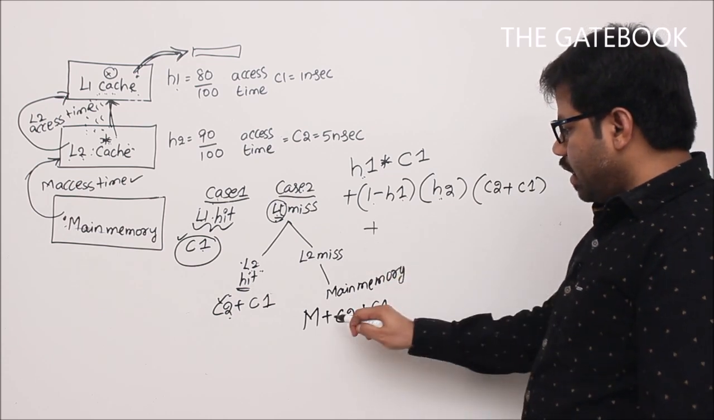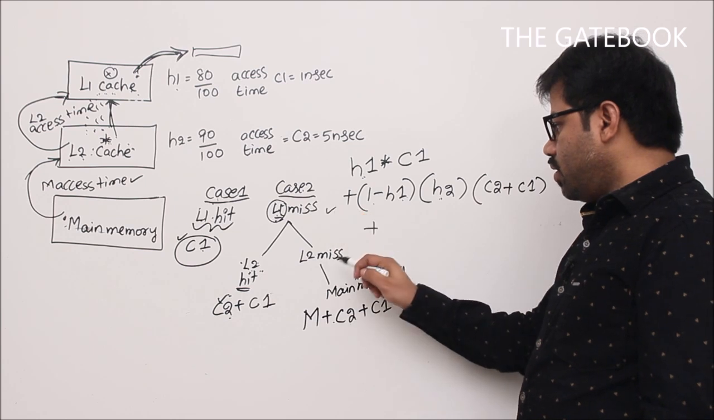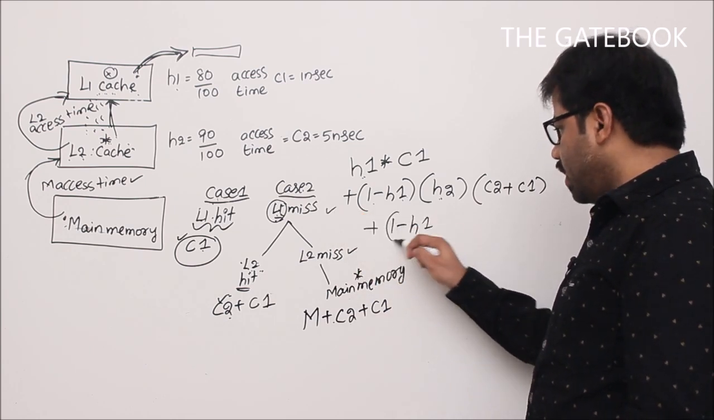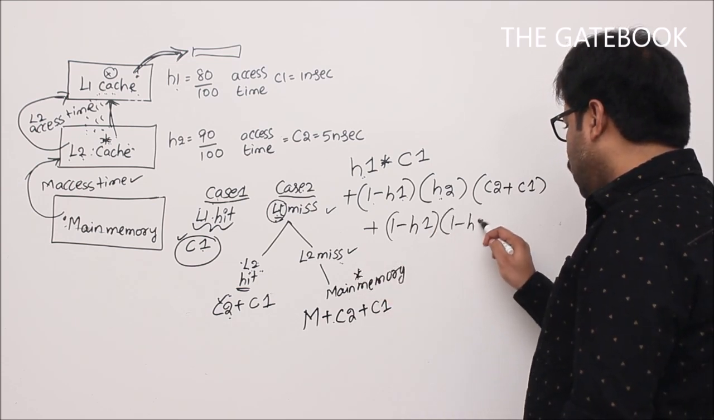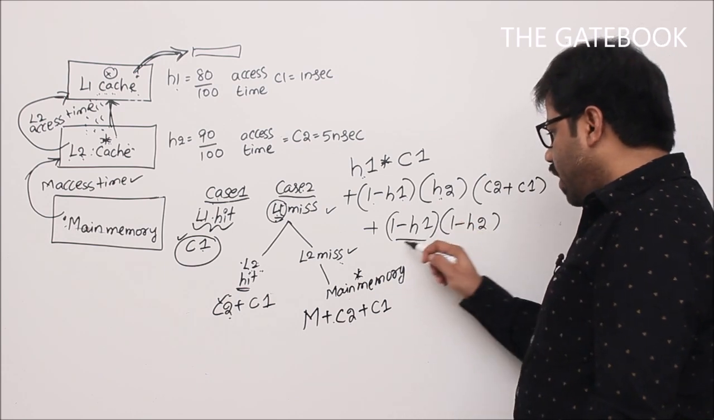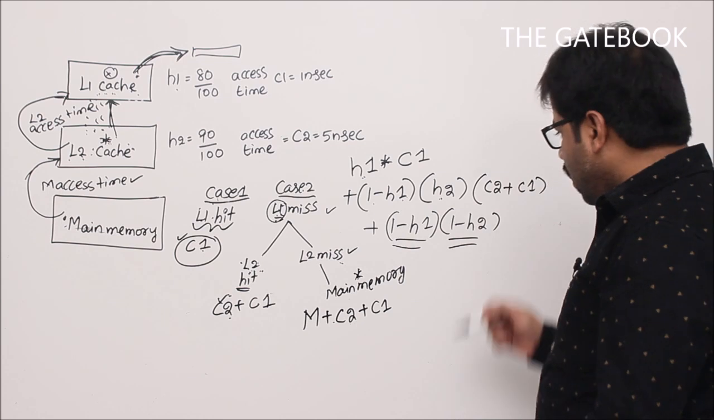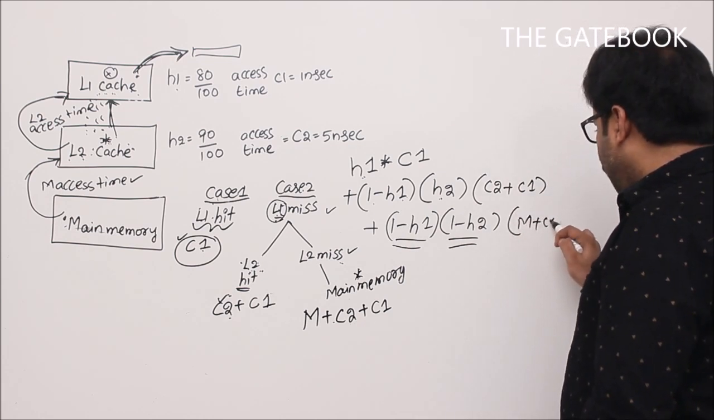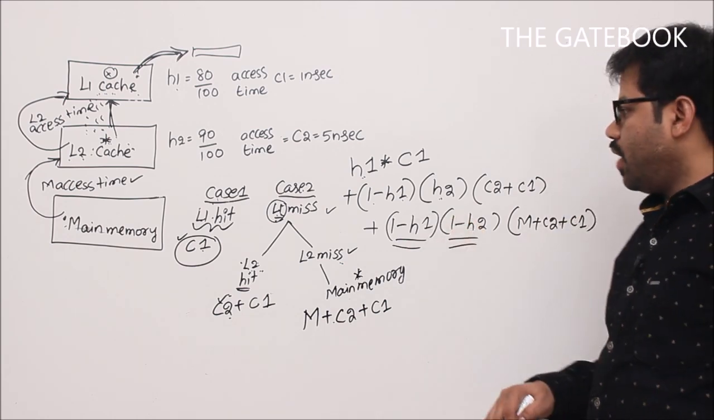Plus, now this case. When are you going to come to main memory? For L1 miss and L2 miss. The number of times L1 misses is 1 minus H1, into the number of times L2 misses, 1 minus H2. That's why you see a rare combination. 1 minus H1 is very rare, into 1 minus H2, that will be very rare. Only that many times you will be getting M plus C2 plus C1. Okay. So this is the final formula for average memory access time.